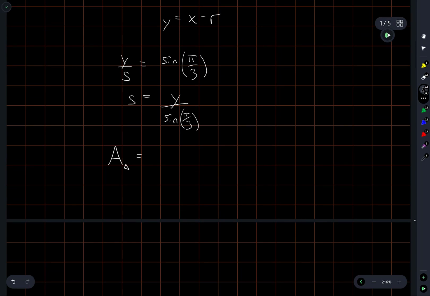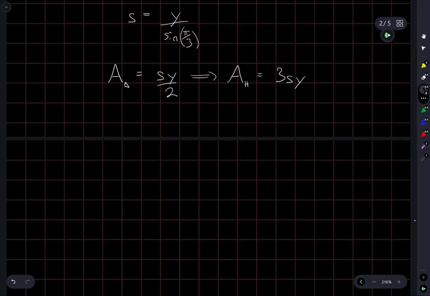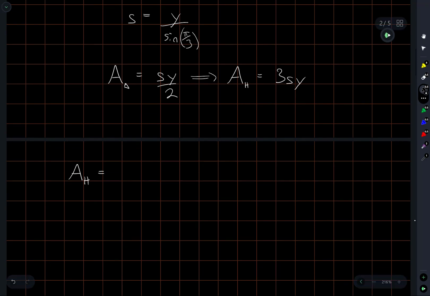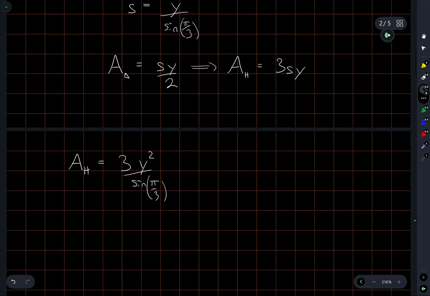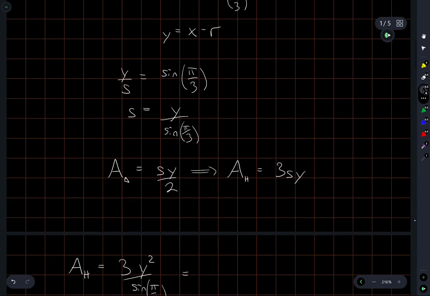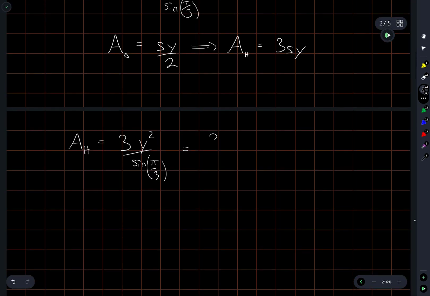Area of one of these triangles is going to be the base times the height over 2, which is s y over 2. And so the area of the hexagon is 3s times y. Okay, so the area of my hexagon is 3y squared over sine pi over 3. And I had y before. Y is x minus r. So 3(x minus r) squared divided by sine pi over 3.